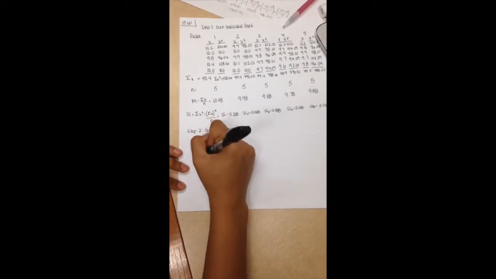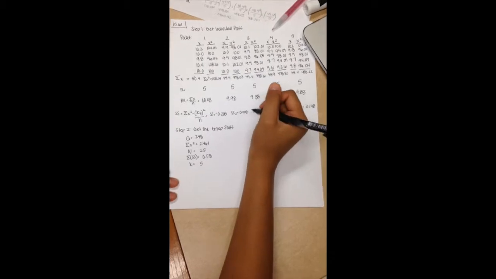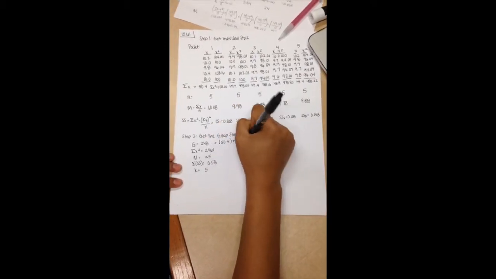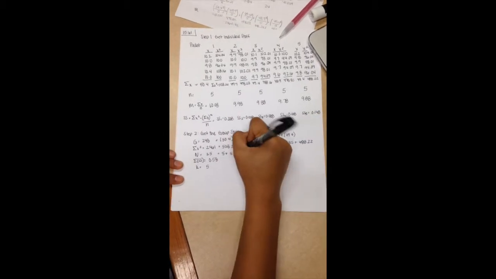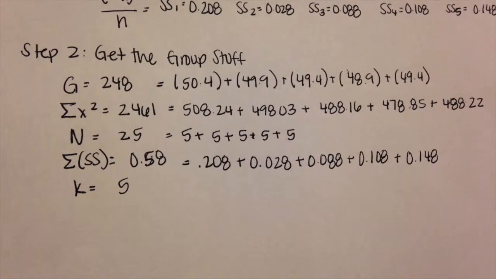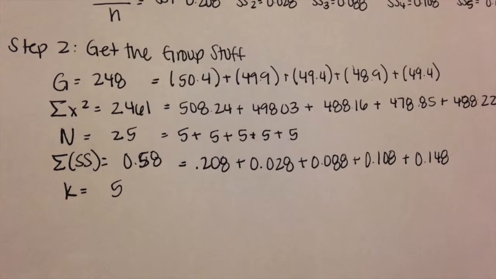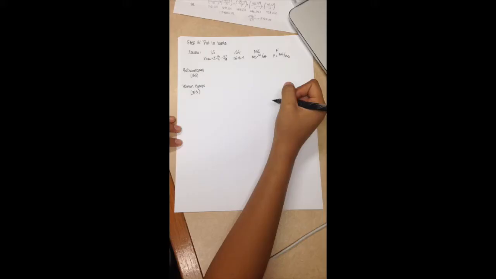So finally we can move on to phase 2 of this question, in which you get the group data. So the first thing that you do is you find G, which is just the sum of all of the sums of the x columns. Then after that you just find the sums of the x squareds, then you find the population size, and then you find the sum of squares, and you find k, which is just the number of groups.